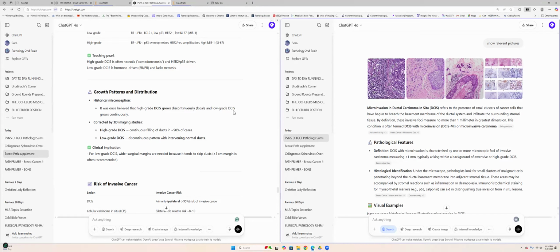People actually thought before that high-grade DCIS grows discontinuously and low-grade DCIS grows continuously. Corrected 3D imaging studies show that it's actually the reverse pattern: high-grade DCIS has a continuous line of ducts in greater than 90% of cases, while low-grade DCIS has a discontinuous pattern with intervening normal ducts. So it's kind of an inverse of the cases.